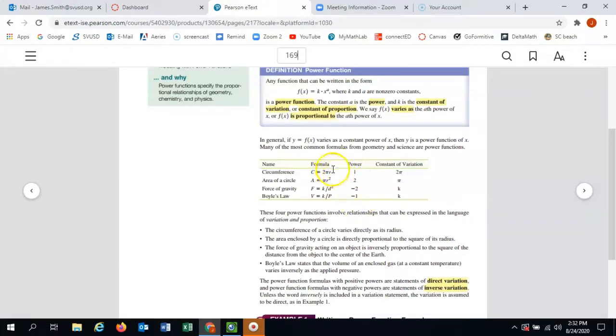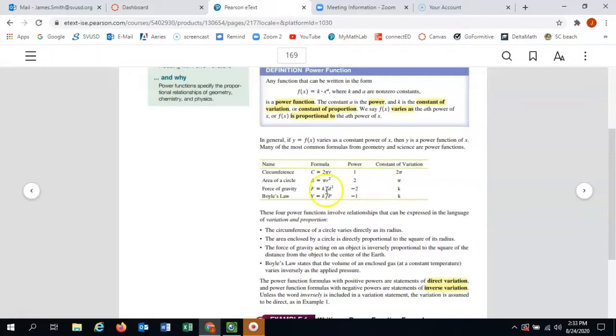The power is what you're seeing basically over the variable. So that would be r to the first, so they're calling that a first power. And the value in front of the variable, which is 2 pi, is the constant of variation. If we did the exact same thing with the area of a circle, we would say that the area varies directly with the square of its radius, since it's obviously the radius squared. And again, it's direct variation because it is our constant, which is pi, times the variable. So obviously it's a power of 2. Our constant is pi.